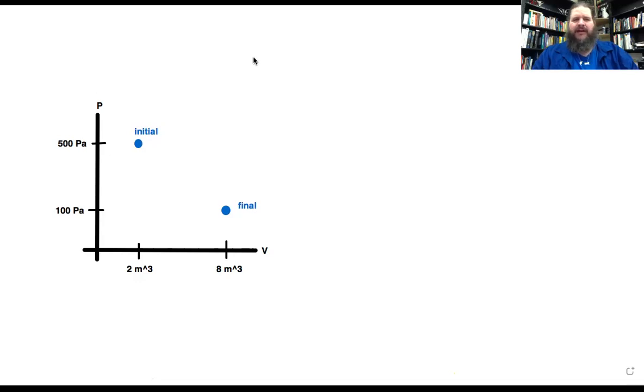Because on a graph like this, how would you figure out how much work was done? You would need the process, the part that connects our two states together. If all you know is the initial and final values, you don't really know what process took you from initial to final. In fact, on a PV graph, if we did know the path taken, let's say the process is a straight line, how would we figure out the amount of work done during that process?